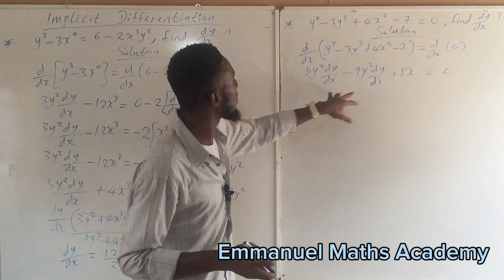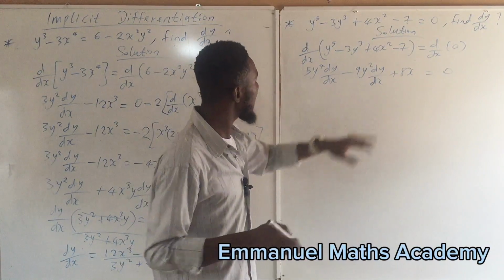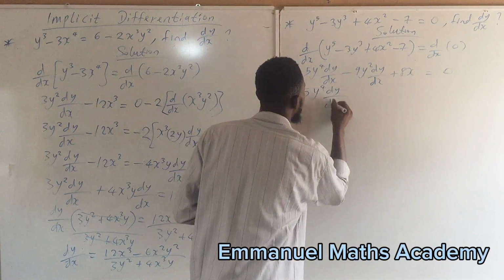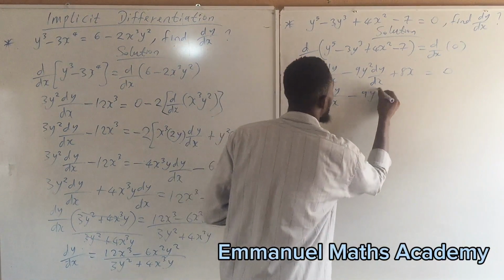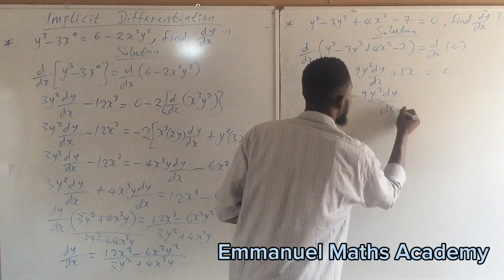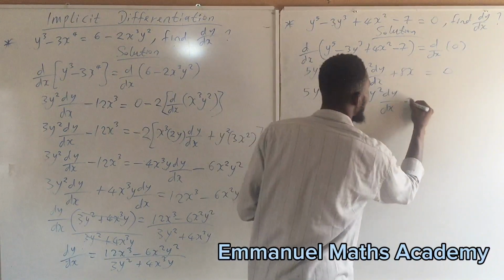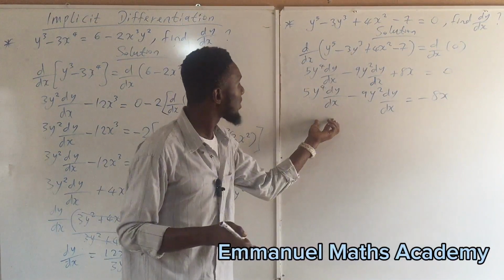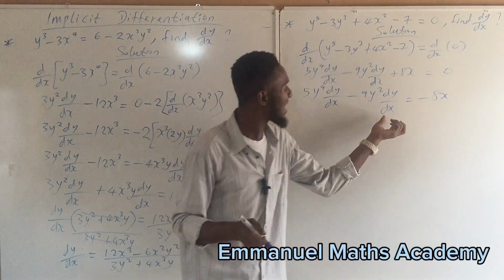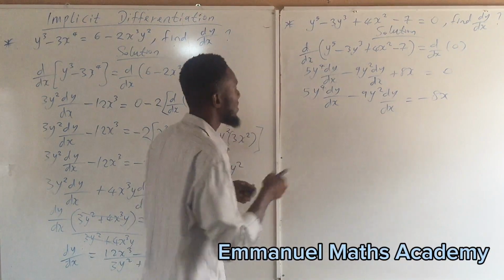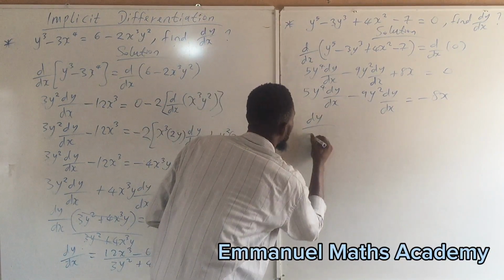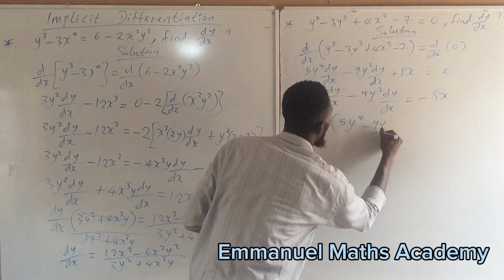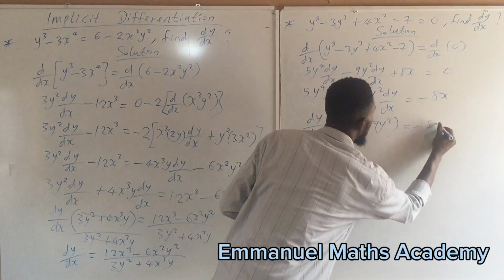What do you do next? You collect like terms. You now have 5y power 4 dy dx minus 9y power 2 dy dx. That means this one will come to this side. You now have minus 8x. They have something in common. We have dy dx here, you have dy dx here. You factor out dy dx, which will give you what? dy dx bracket 5y power 4 minus 9y power 2 equal to minus 8x.